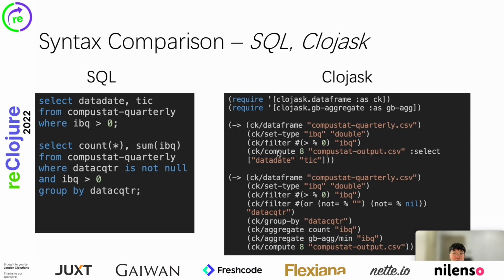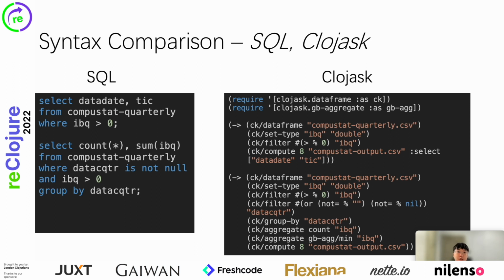You can see a clear correspondence between the filter function in Clojask and the where statement in SQL, as well as the select in SQL and the select option in the compute function in Clojask. Also, for the group by and aggregate, the group by statement corresponds to the group by function in Clojask, and in Clojask you can apply aggregation functions on different columns as in SQL.